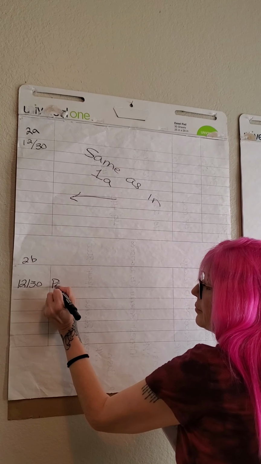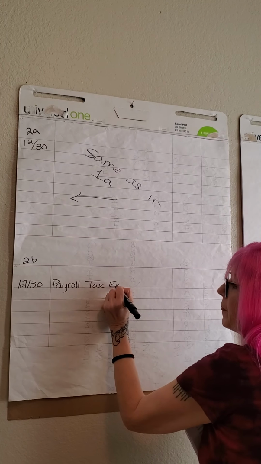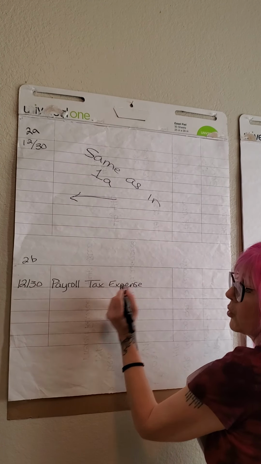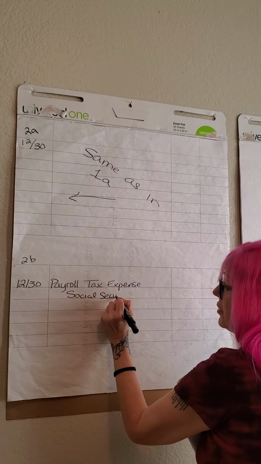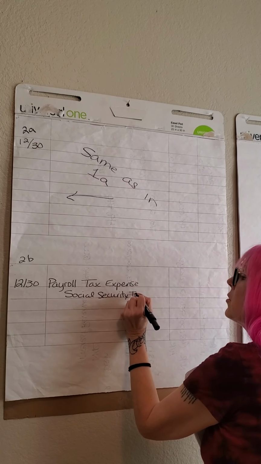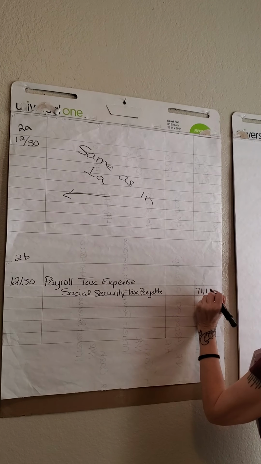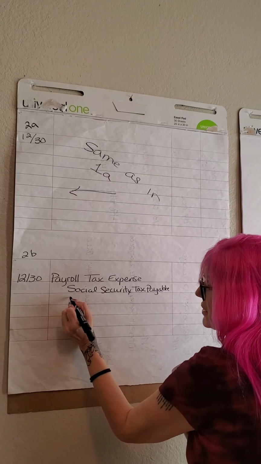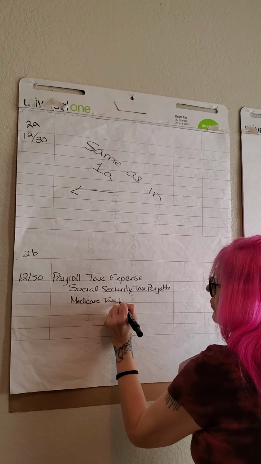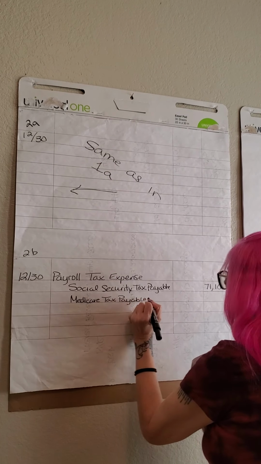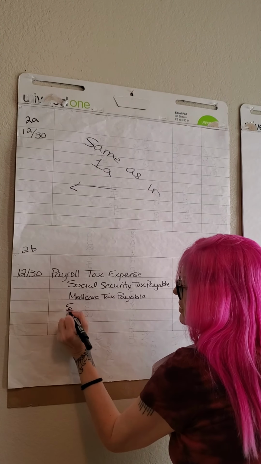Again, I'm going to put my debit up here for payroll tax expense. The amount for Social Security tax payable won't change because we already took that off the entire amount. So that's still going to be $71,100, and our Medicare tax payable is also not going to change. So that's $17,775.